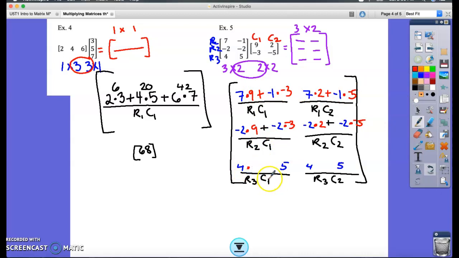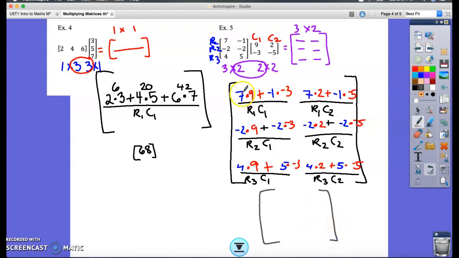So I'm using column 1. Column 1 is 9 and -3. So the 9 is going to go first and the -3 is second and plus between the pairs. Okay, I want row 3. I already have the 4 and 5, and C2 are 2 and -5. And a plus between the pairs. And the last step is just simply to do the math.